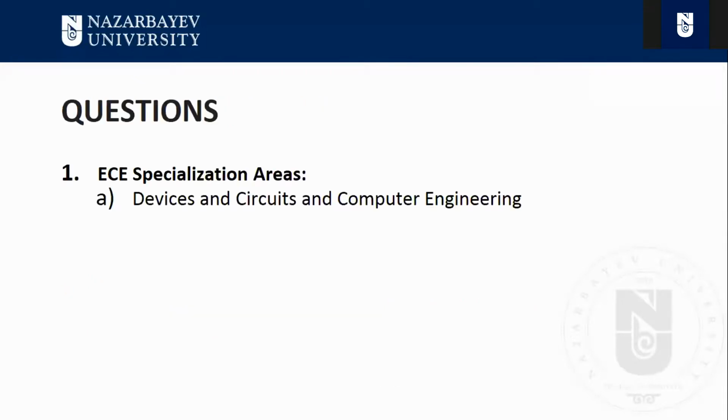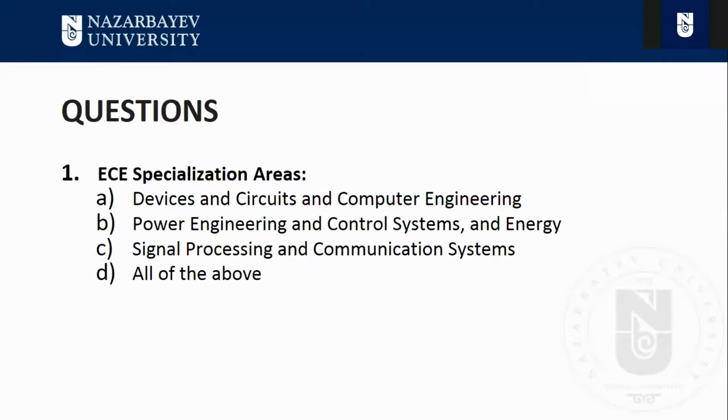Here are the questions. The first one: here you can see the ECE specialization areas. A, devices and circuits and computer engineering; B, power engineering and control systems and energy; C, signal processing and communication systems; and D, all of the above. Put it in, but don't send it right now. All 5 questions in one message.